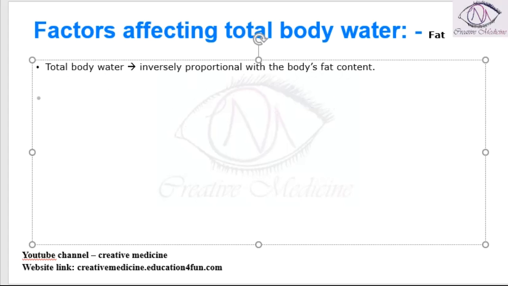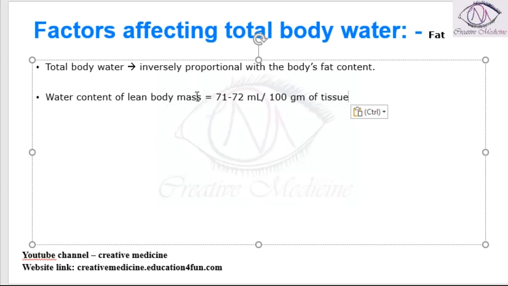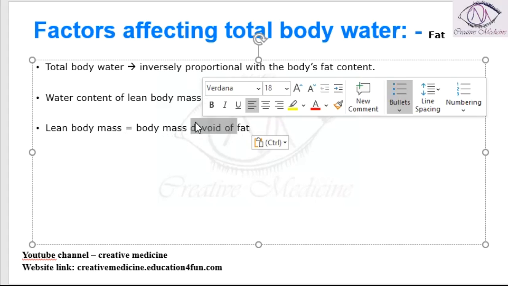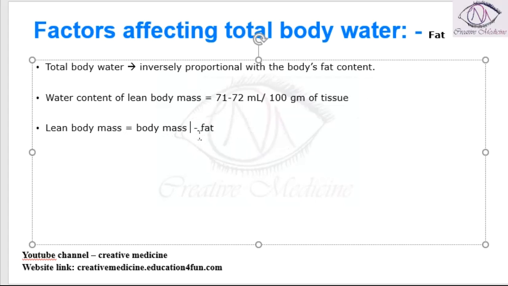less. So the water content in the lean body mass is almost equal to 71 to 72 ml per 100 gram of tissue. What is this lean body mass? Lean body mass is actually body mass minus fat. So if you subtract the fat from the body mass, then the mass which you get is lean body mass. The water content in lean body mass is 71 to 72 milliliters per 100 gram of tissue.